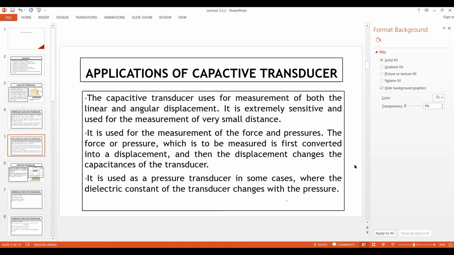As for applications, first of all, it is very sensitive because it is totally medium dependent, but we normally use it for very small distances. And in some other cases, the pressure transducer also, where the dielectric constant changes with the pressure.